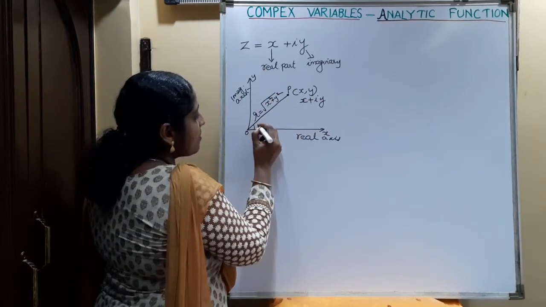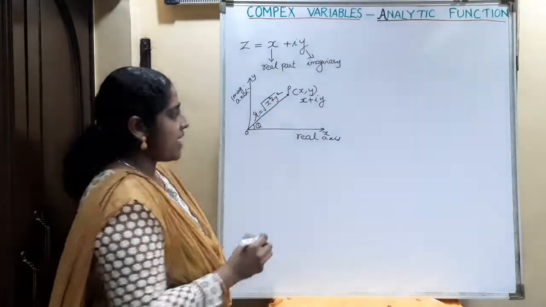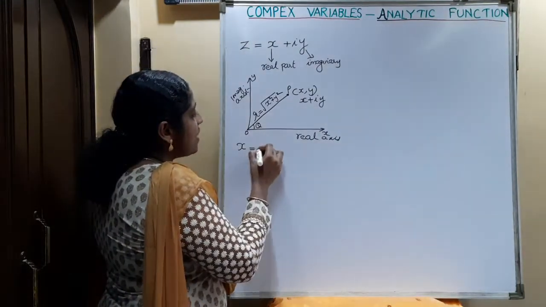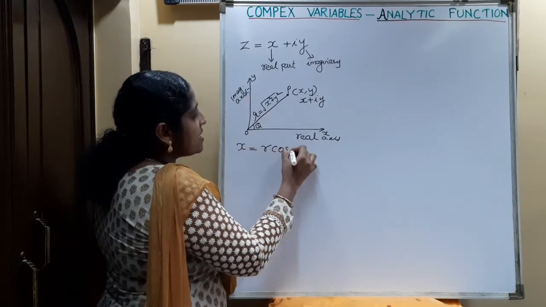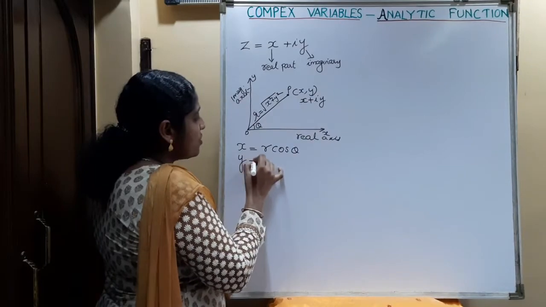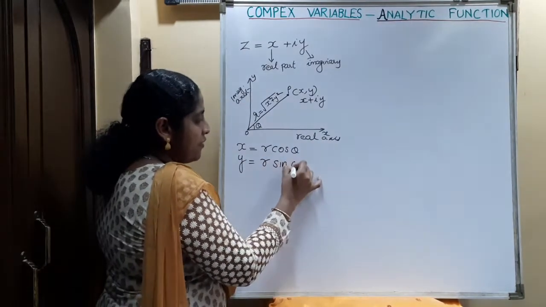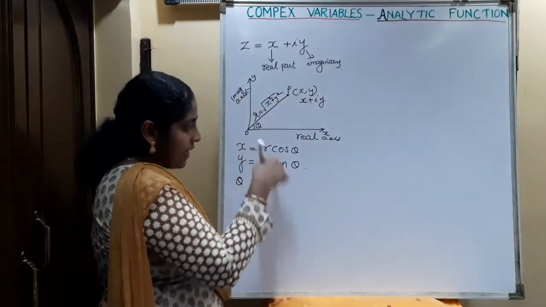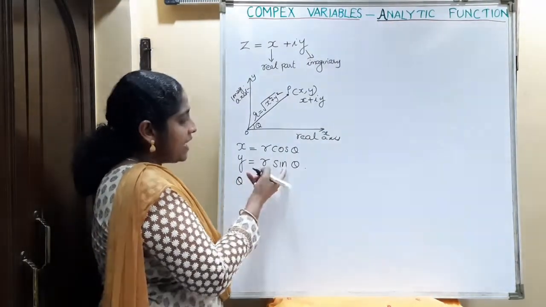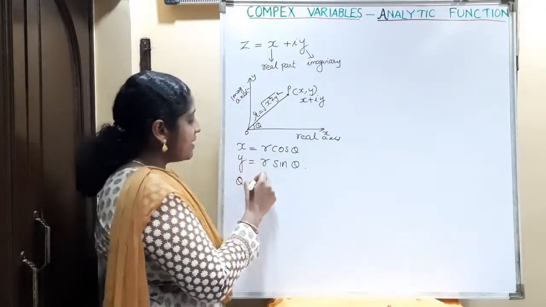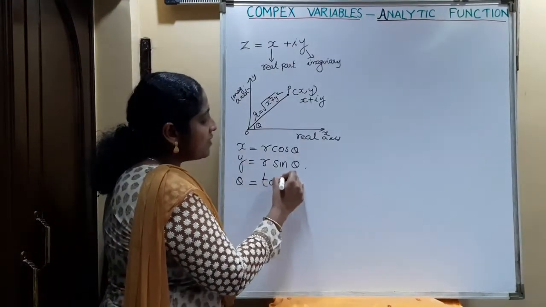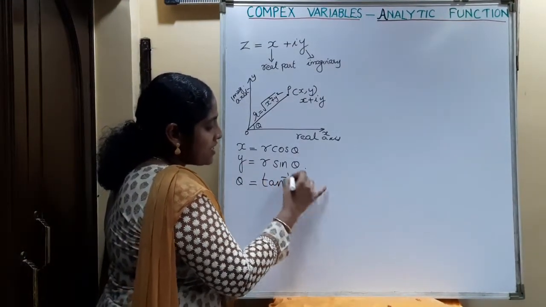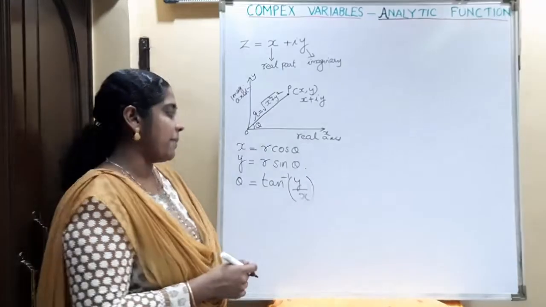Let r make an angle theta with the x-axis. So x is equal to r cos theta and y is equal to r sin theta. Therefore, theta can be found by dividing these equations. We get tan theta as y by x, and theta is equal to tan inverse y by x. This is known as the argument of this complex number.